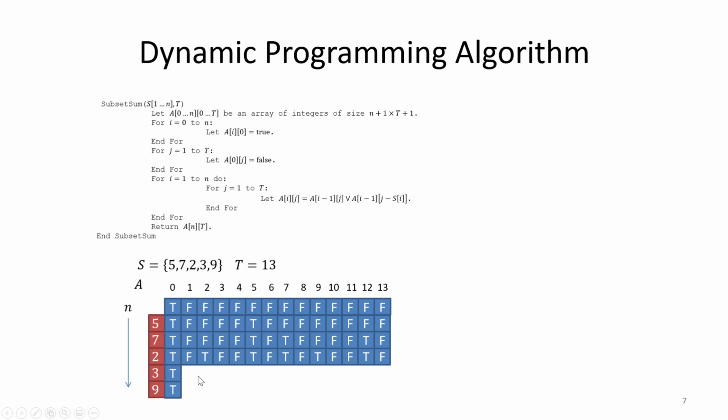Our offset's now 3, so we copy down 2. Now we get false or true. False or false is a false. True or true. There are 2 ways to add up to 5 now. False or false is false. True or false, 7. False or true. Now we can make an 8.